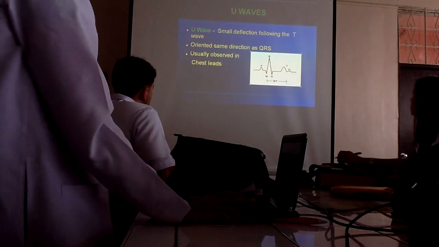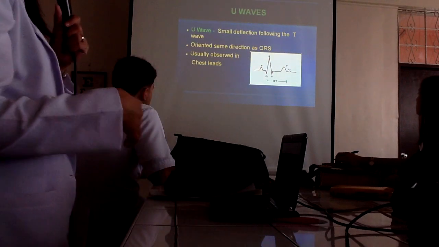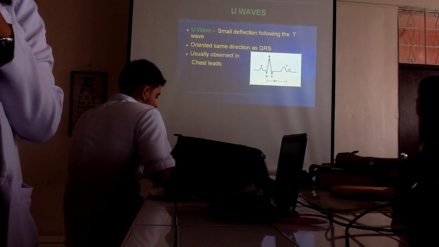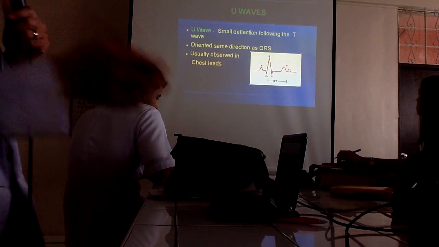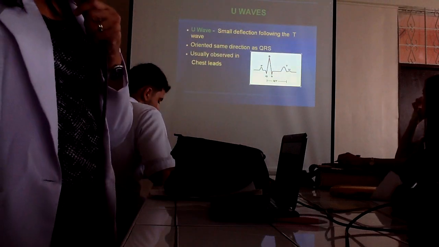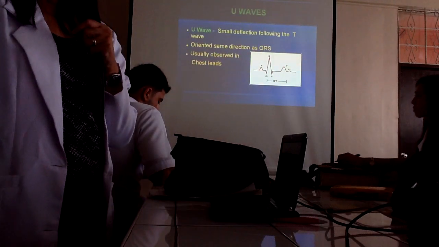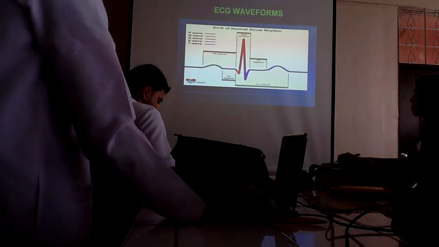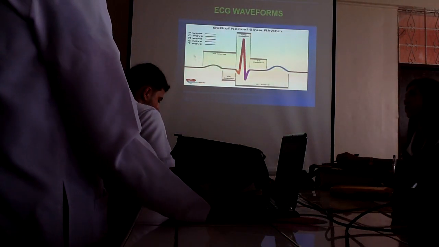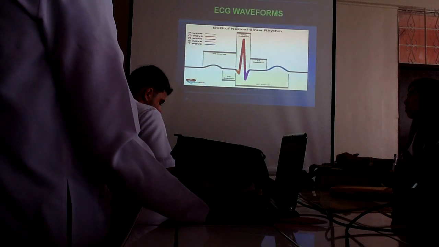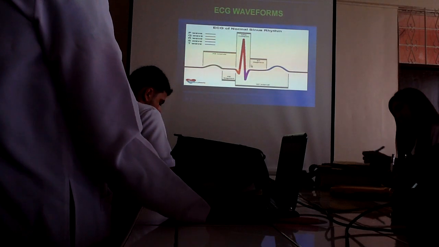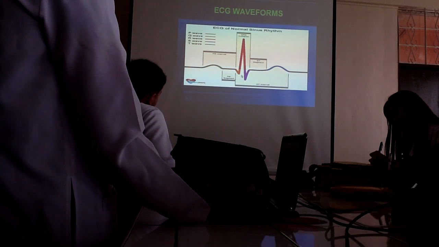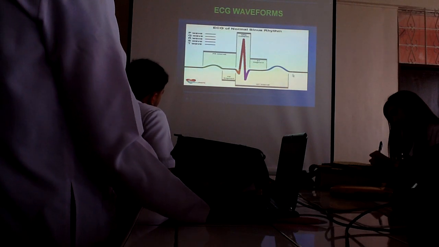They are oriented as QRS, and they're usually observed in your chest leads, which are what? What are your chest leads? V1 to V6. Limb leads 1, 2, 3, AVR, AVL, and AVF. Now, ECG waveform. So you have your PR interval, your QRS complex or QRS duration. You also have a PR segment, an ST segment, and you have a QT interval. Okay?